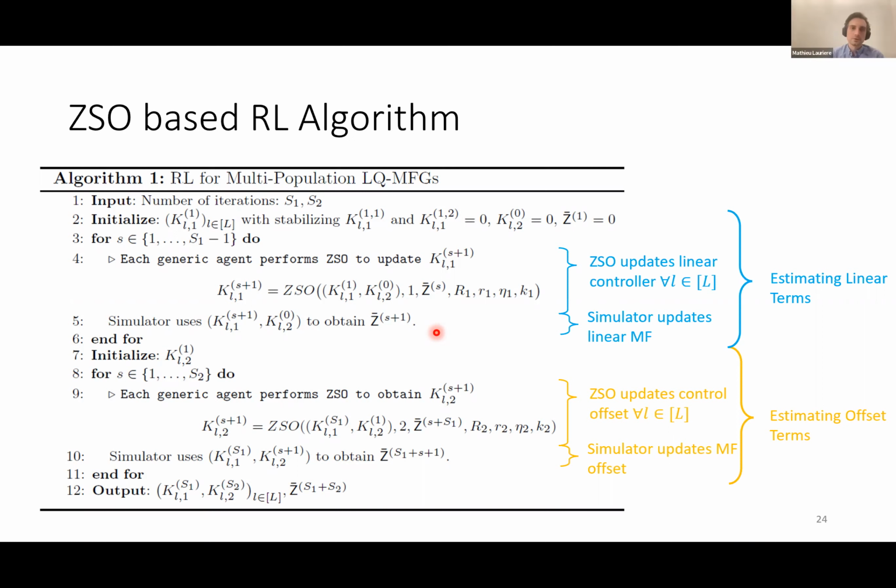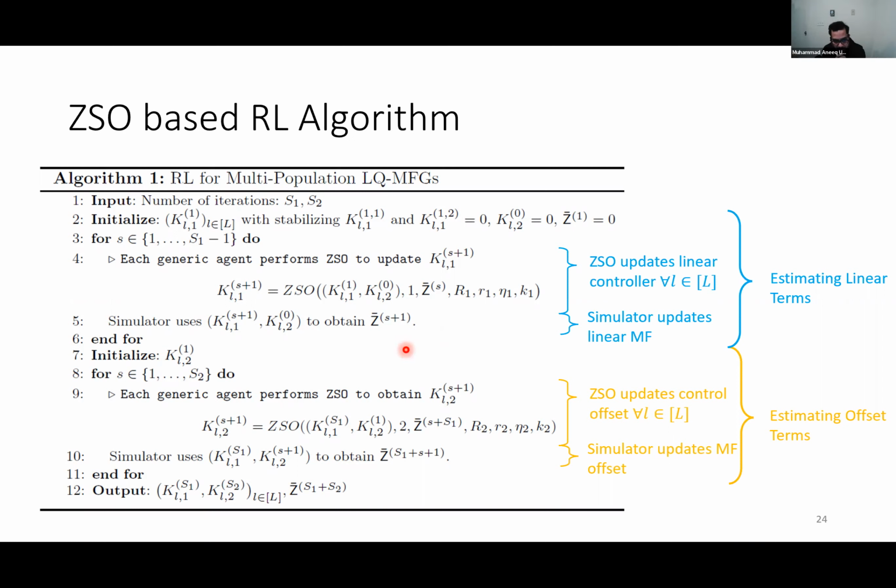So is this the reason why you need strict contraction? Yeah, we need contraction for the mean field update to converge. Yes. And how do you check that? Do you need K s+1 to remain stabilizing at every iteration? And if yes, how do you guarantee that?